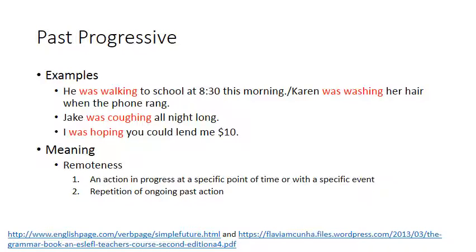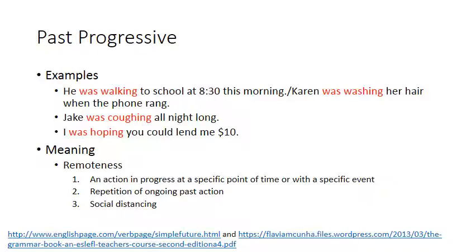Now the next one here, Jake was coughing all night long. Now this is a slightly different meaning. What it means is a repetition of an ongoing past action. We can see in this one that we don't have a specific point in time. There's no time, 8:30, or any time. And there's also no specific event that comes and interrupts it, like the phone ringing. What it's saying is that he was coughing all night long. What this doesn't mean is that he started to cough and he continued to cough without stopping the whole night. What it means is that for a period of time he coughed and then he stopped, and then it was repeated. He coughed, stopped, coughed, stopped, coughed, stopped. So this is different from the first one in that there isn't a specific point in time, and this is an action that begins and ends, begins and ends, begins and ends, and repeats itself.